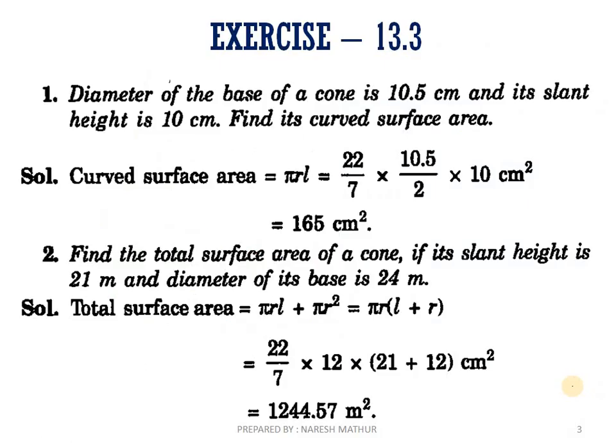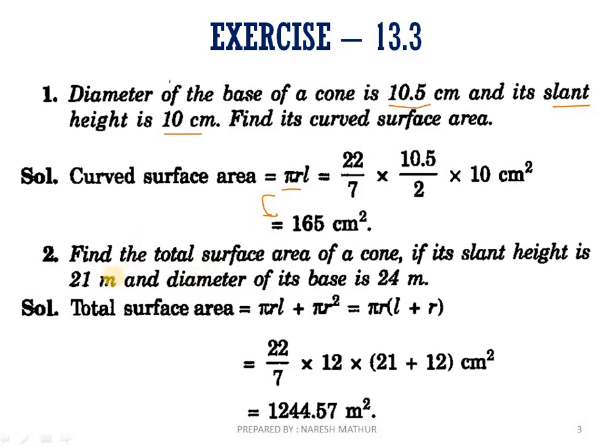Let's start with the exercise. In the first question, we are given that the diameter of the base of a cone is 10.5 centimeter and its slant height is 10 centimeter. We need to find its CSA. Slant height, that is L, is given. The diameter gives the radius, which we get by dividing by 2. So we have both R and L, and by simply applying the formula pi r l, we can get the CSA of the cone.